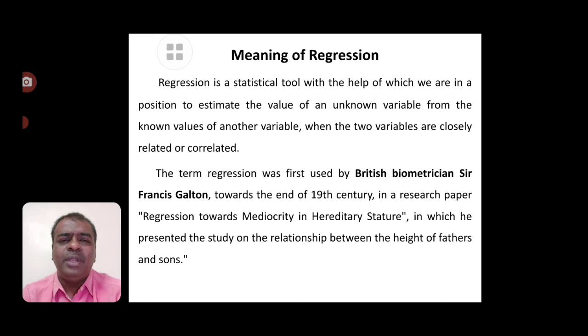When was this term regression actually found? It was first used by a British biometrician, Sir Francis Galton, towards the end of the 19th century in a research paper which he had published. The name of the paper was Regression Towards Mediocrity in Hereditary Stature. Here, Sir Francis Galton tried to study the relationship between the heights of fathers and the heights of sons. Is there a relationship between the height of the father and the height of the son? For instance, if the father is tall, will the son also be tall? If the father is short, will the son also be short? Or is there a negative correlation between the father and the son? That is what Sir Francis Galton tried to understand, and in this process of explaining the relationship between the height of father and son, he used the word regression for the first time.